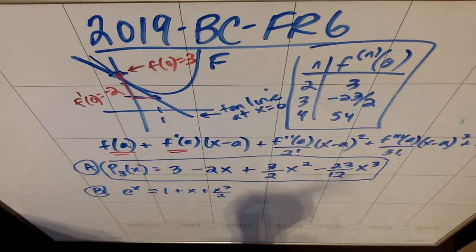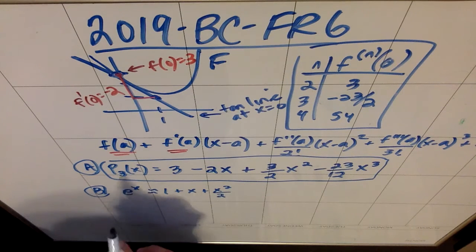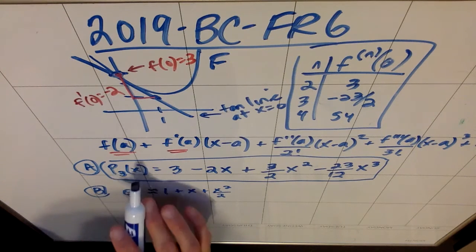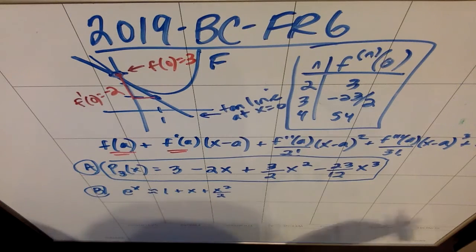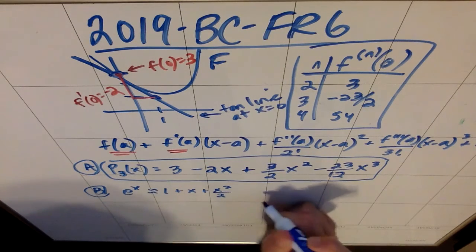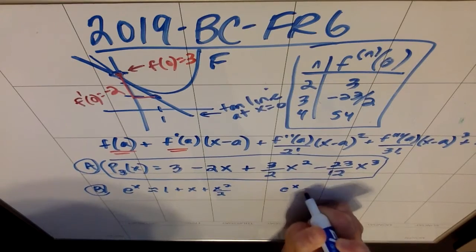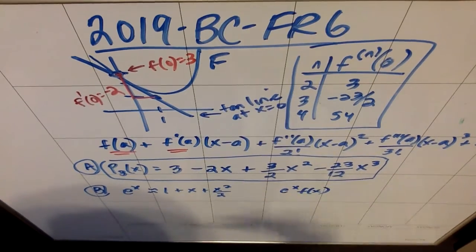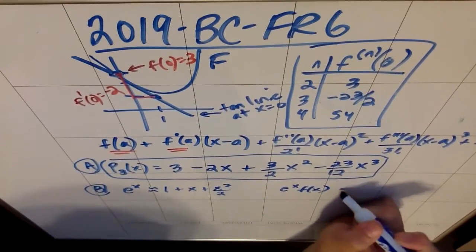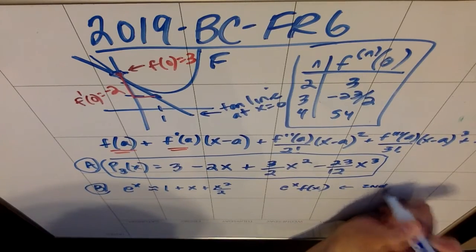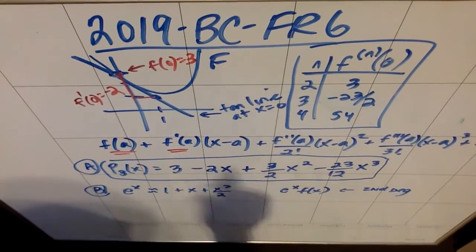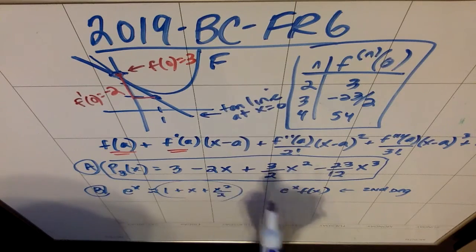The second part of this question is write the second degree Taylor polynomial for e to the x times f of x. I'm not going to use p because I used p for just f, so I'm going to use something like q sub 2. Now I want to take e to the x times f of x and write some Taylor polynomial. Because I want the second degree Taylor polynomial, what I'm basically doing is taking this thing and FOILing it with this.